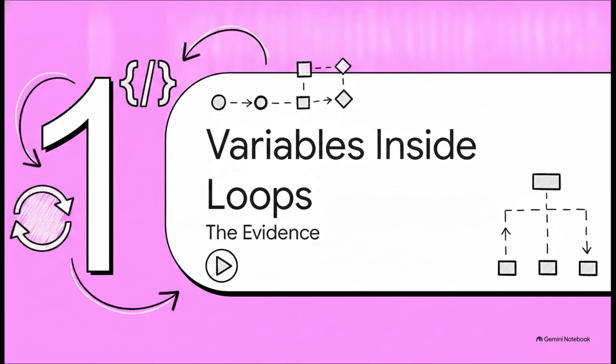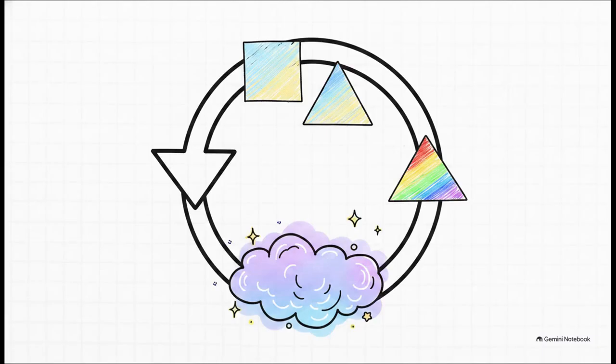Section 1. The evidence. Variables inside loops. All right, let's look at a real example straight from the official Python tutorial. This is a while loop that calculates the famous Fibonacci sequence. Now, notice how it starts with this initial multiple assignment right at the top. The variables a and b simultaneously get the starting values of 0 and 1. Then, we drop into a repeating while loop that just keeps executing as long as a is less than 10.